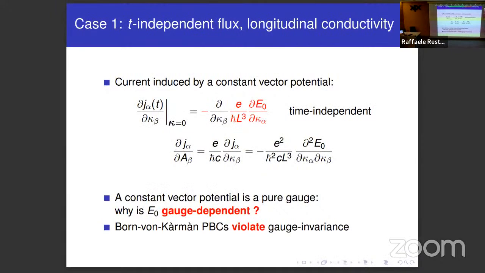Now, since a constant vector potential, as I said, is a pure gauge transformation, we learned since very young that the energy must be a gauge invariant quantity. So why does this energy depend on the gauge? The answer was given by Kohn. Periodic boundary conditions break gauge invariance. This is exploited very, very cleverly by Kohn: exploiting the breaking of gauge invariance due to the Born-von Karman boundary condition, you get a formulation of the Drude weight.